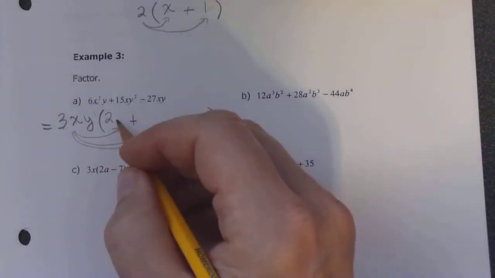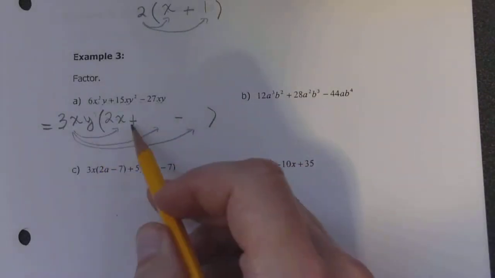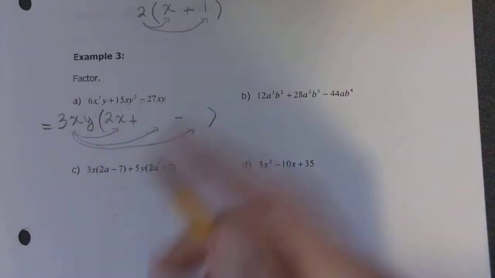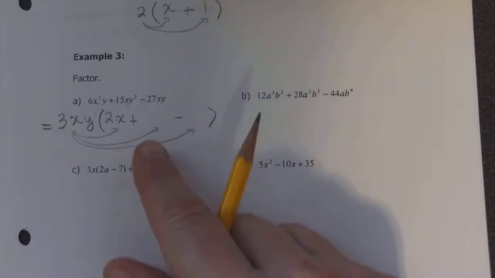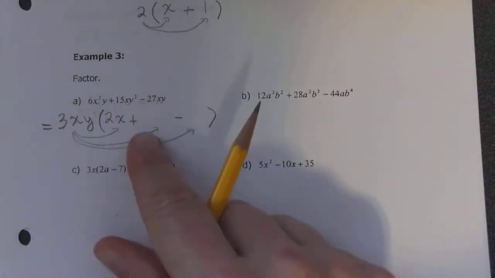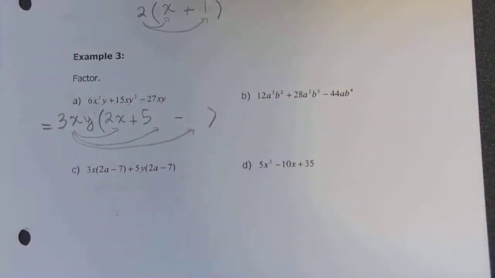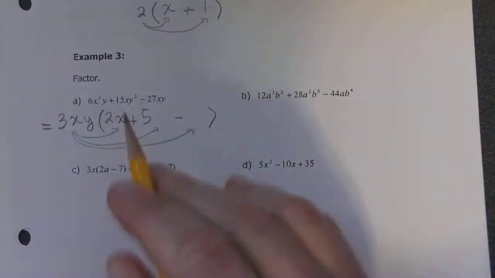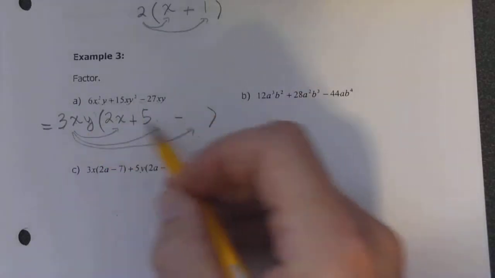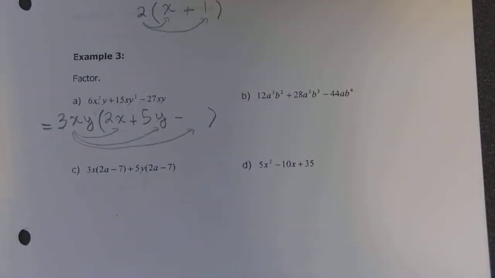Okay? X times something, x squared. And then y times something is y. I just leave it. I don't put a 1 there. I just leave it. Okay? Second term, 3 times something, 15. X times something, x, leave it. Y times something, y squared.